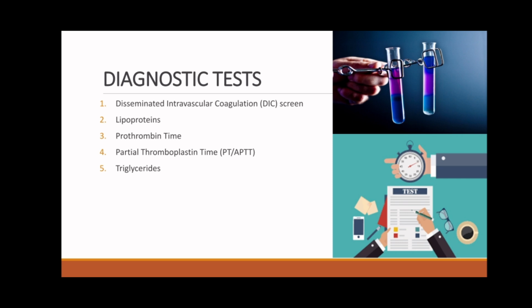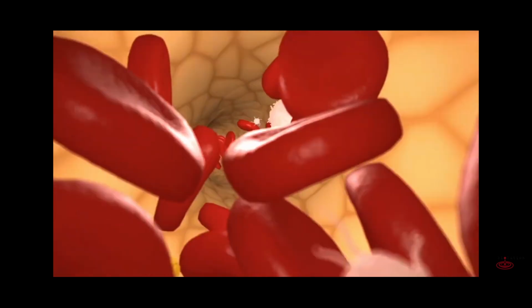The patient may also be tested for lipoproteins, prothrombin time, partial thromboplastin time, or activated partial thromboplastin time, that's PTT or APTT. And lastly, triglycerides, so checking for cholesterol, triglycerides, HDL and LDL, the good and the bad cholesterol. So let's now proceed to the blood.